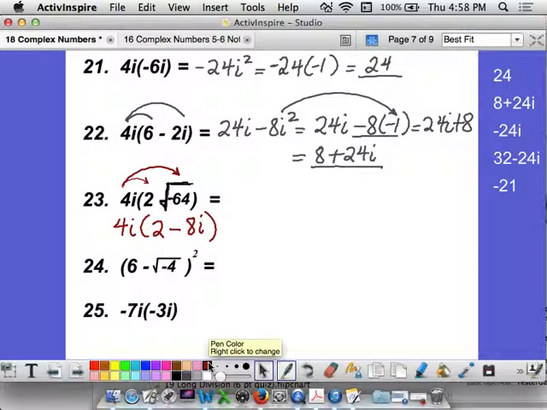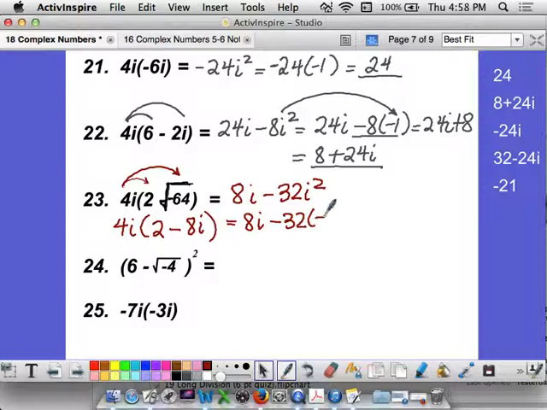Now I'm going to distribute. 4i times 2 is 8i. 4i times negative 8i is negative 32i squared. Well, this is 8i minus 32 times negative 1, which is 8i plus 32, but it has to be written in standard form, which puts the real number first and the imaginary number second. So my final answer after all those corrections is 32 plus 8i.